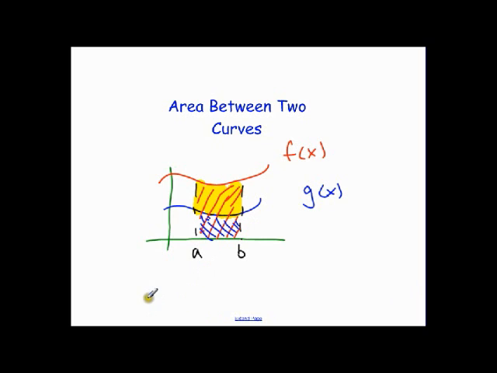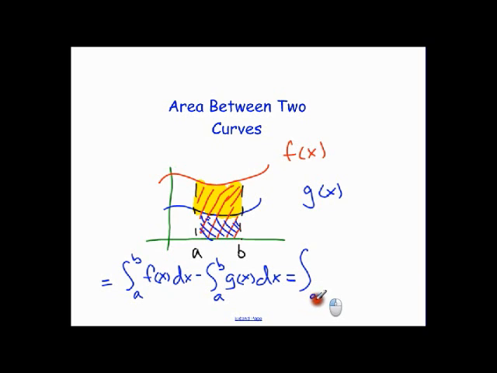So what that leaves us with is that the area between two curves is the integral from A to B of f of x, the upper curve, minus the integral under the lower curve. And since these boundaries are the same, A and B, this actually simplifies to the integral from A to B of the top curve minus the bottom curve, dx. So this is what we're going to try to use today.